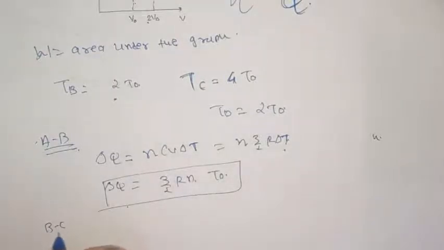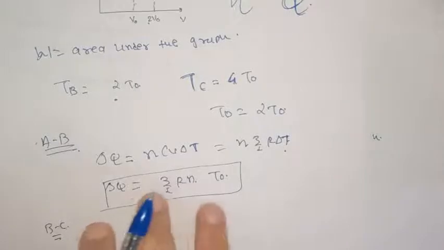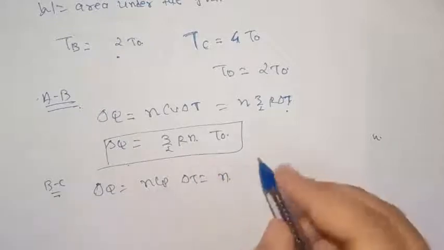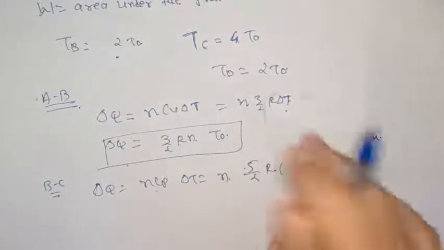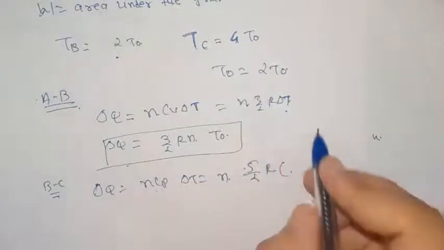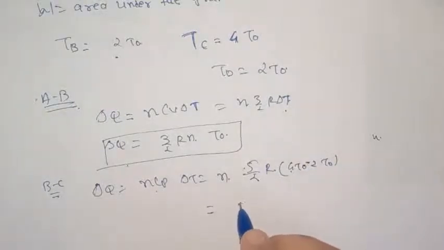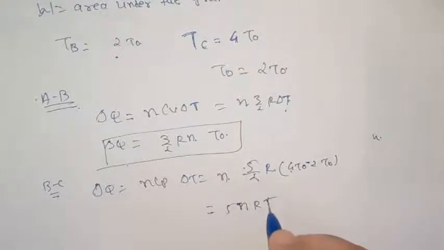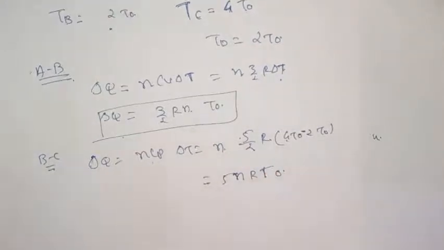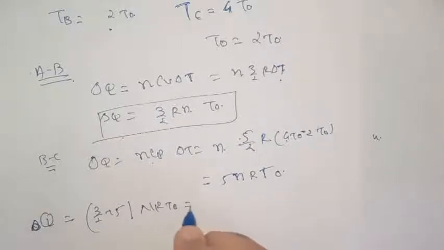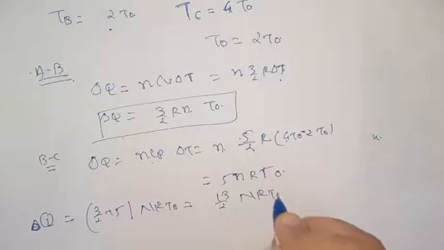Now for the BC process, as the BC process is a constant pressure process, we can write delta Q is equal to n Cp delta T. Cp for monoatomic gas is 5/2 R. For delta T, the temperature at point C is 4 T naught and the temperature at B is 2 T naught, so that will be n R 5 T naught. Now, the total heat input delta Q is equal to 3/2 plus 5 into n R T naught. That will be 13/2 n R T naught.